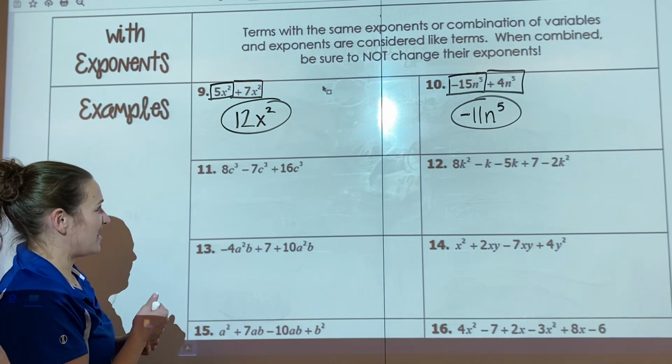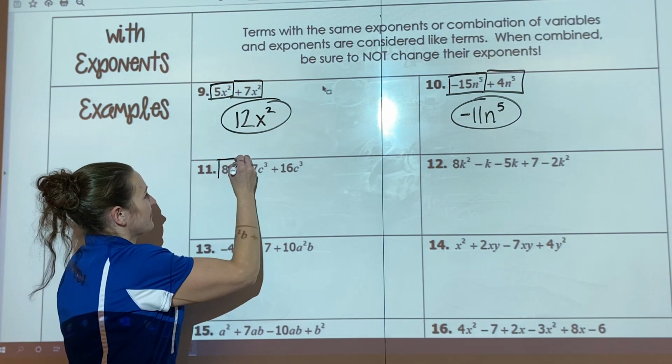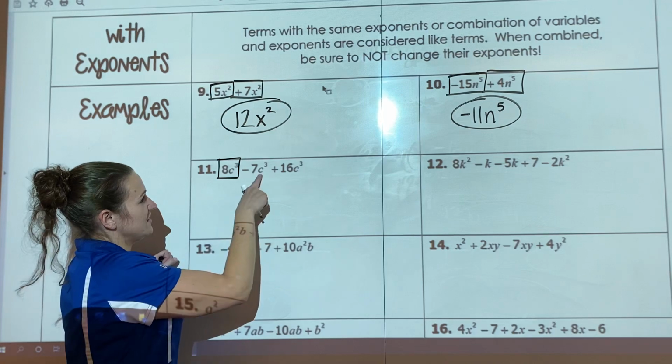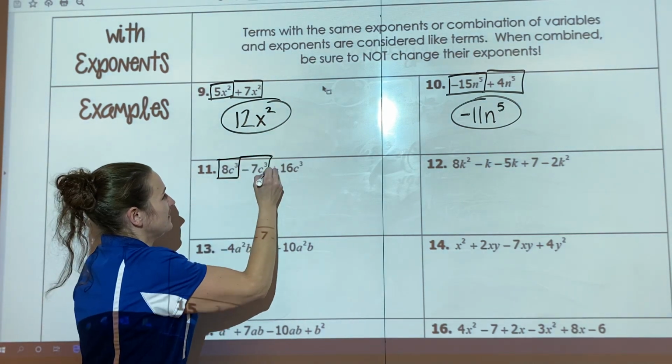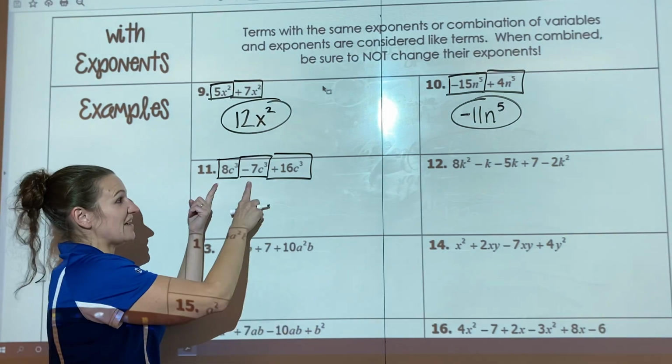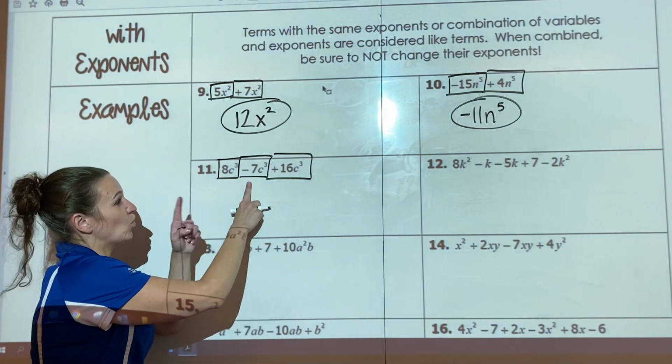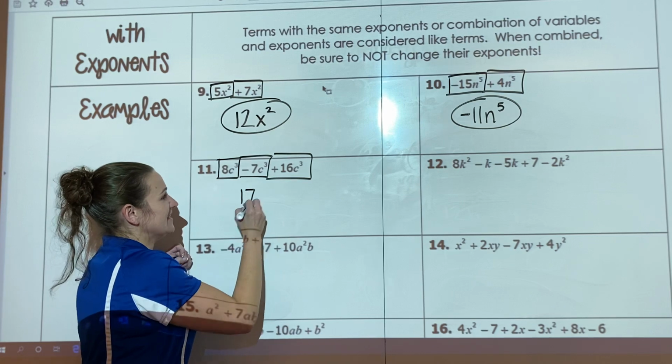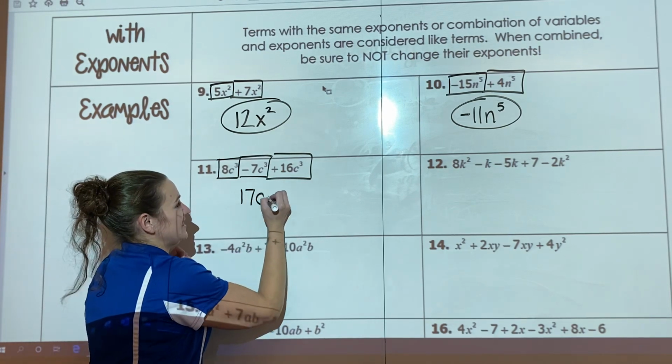Right here, we have a positive 8. That has c cubed, c cubed, c cubed. These are all like terms. So if we take 8 minus 7, we have 1. 1 plus 16 gives me 17. And then I'm just going to bring down my c cubed.